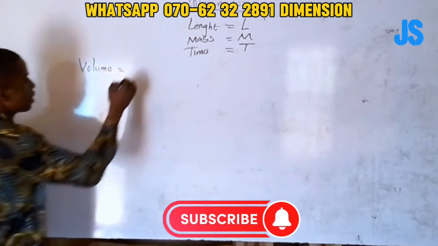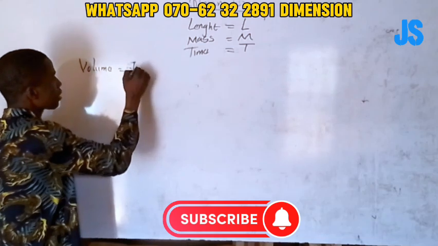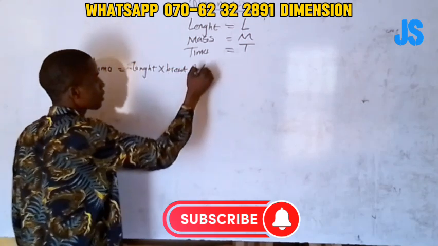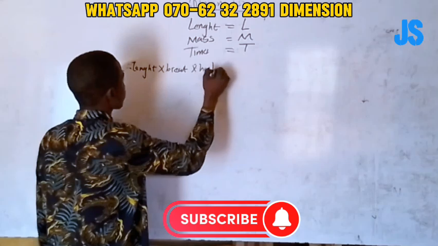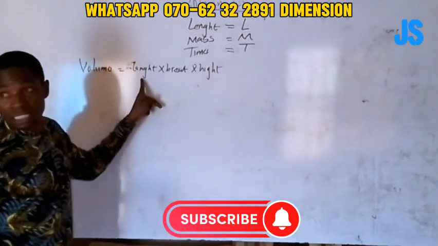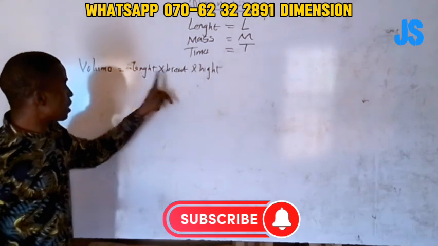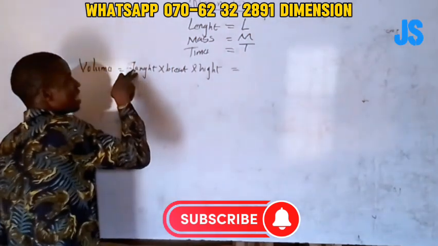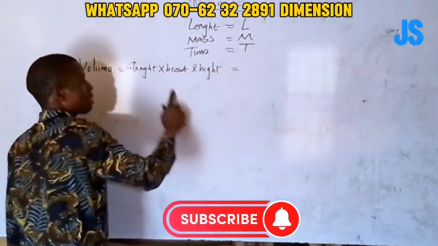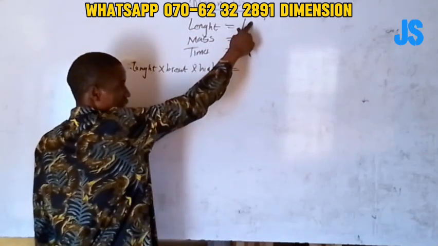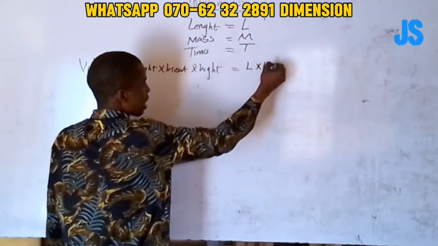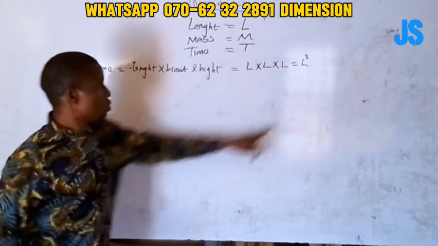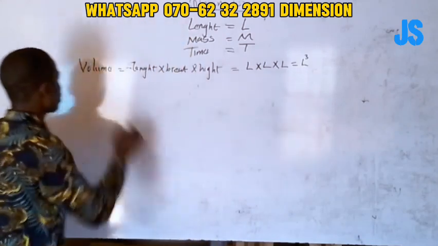What is volume? Volume is length times breadth times height. We use the length, the breadth, and the height. Length represents L, breadth represents L, height represents L. All of them, L times L times L, become L cube. The dimension of volume now becomes L cube.